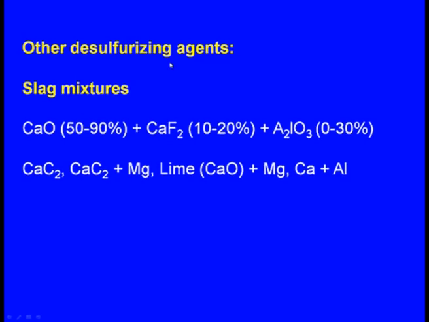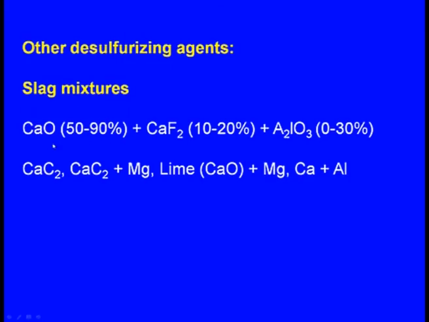Now there are other desulfurizing agents. Sometimes slag mixtures also act as desulfurizing agents. Slags are unwanted materials in the molten metal, but they help us cause the desulfurization, or remove the sulfur content in the steel.